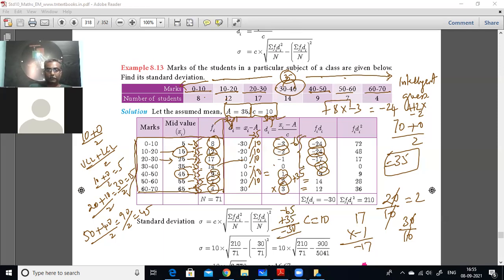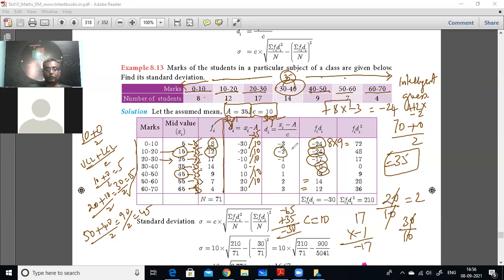So f i is 8. 8 into 9, 72. That way you have to do: 8 into minus 3 squared. Then 12 into minus 2 squared.